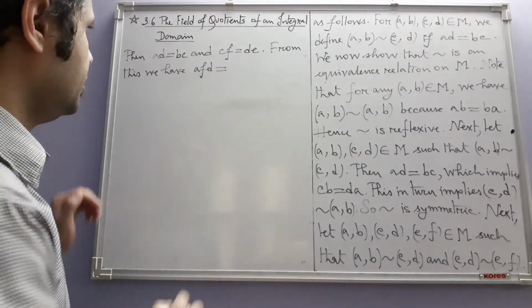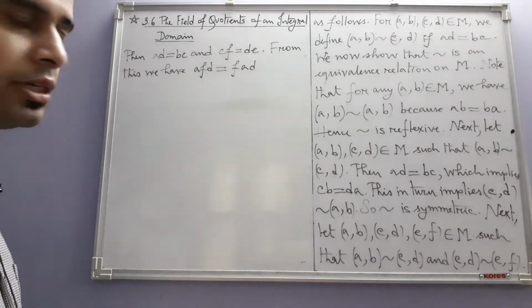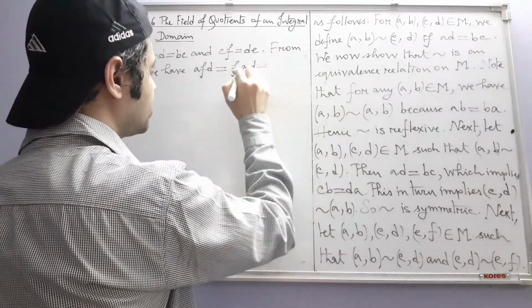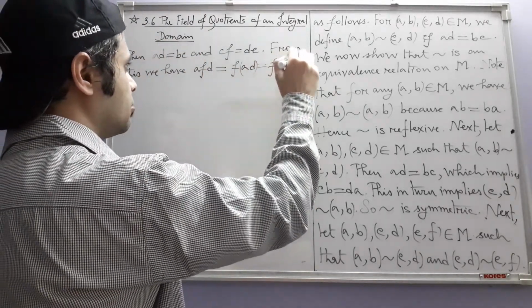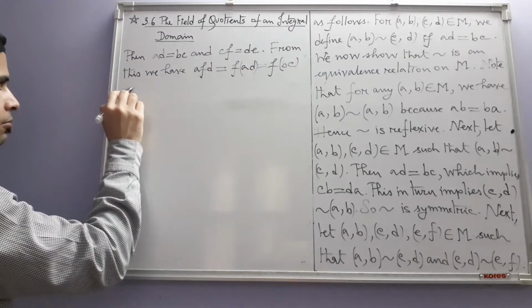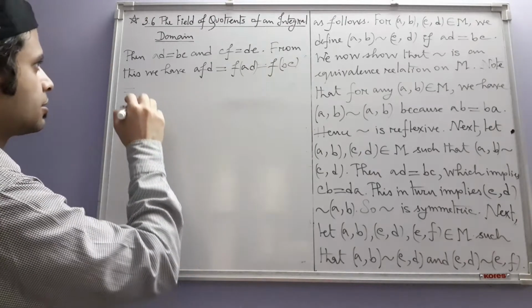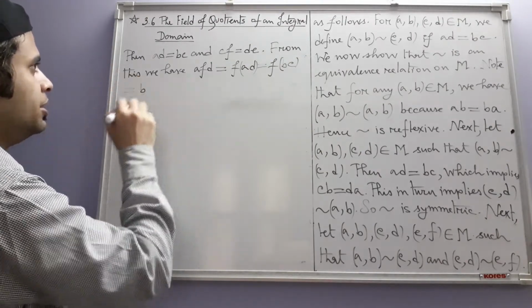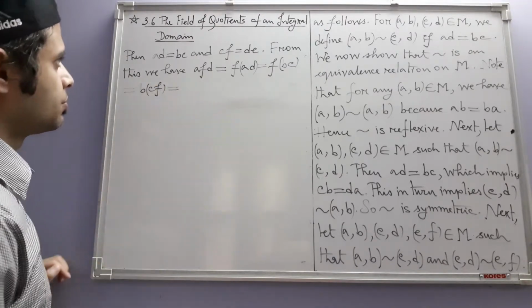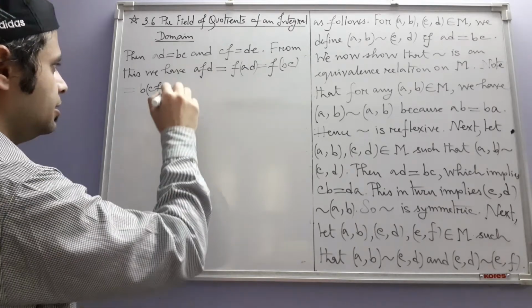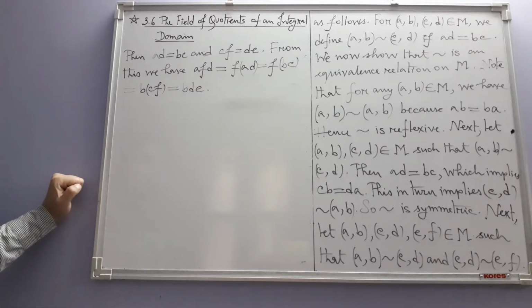Now AFD, in place of AFD I can write FAD because of commutativity, and in place of AD I can write BC using the first equation. And then I can rearrange this product like this, BCF, and in place of CF I can write DE, so BDE. Okay.